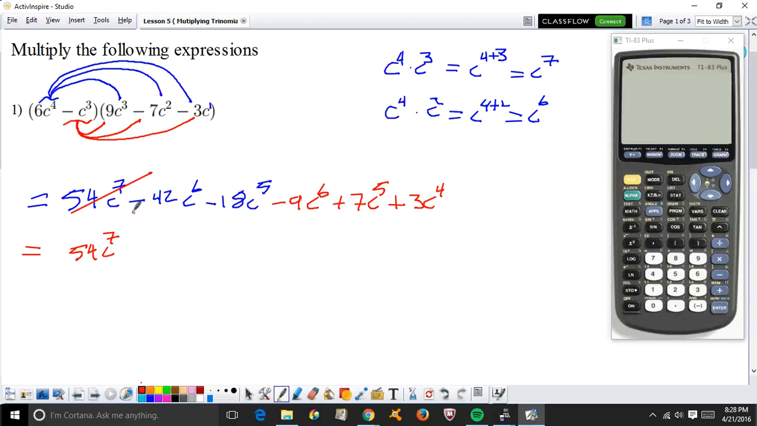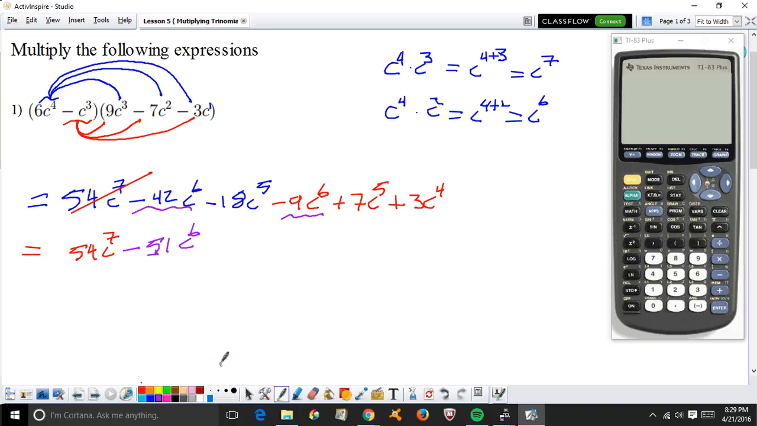I see that there are two like terms here. c to the 6, c to the 6. So if I combine them correctly, I'm going to have what? Negative 42 and negative 9, that's negative 51c to the 6. And again, when you have the same sign, negative 42 plus negative 9, that's negative 51. So I got the number.